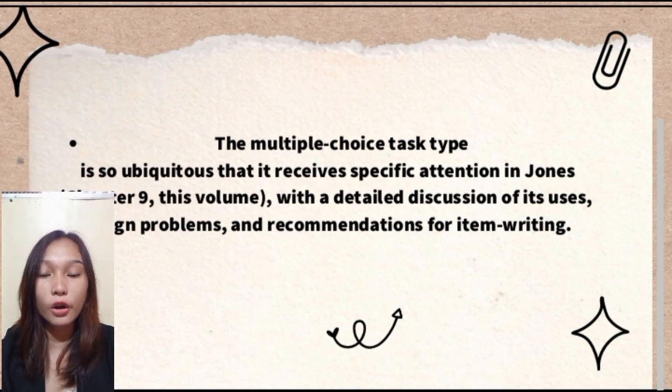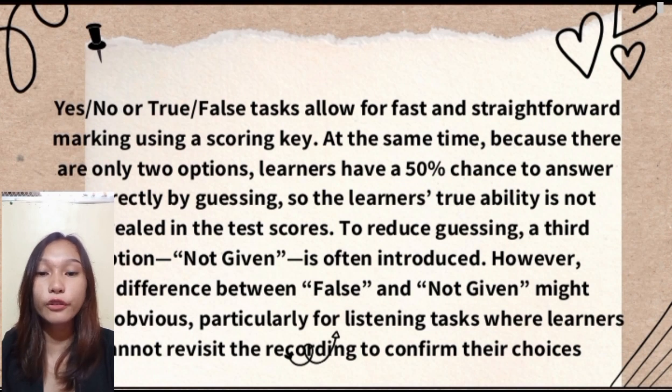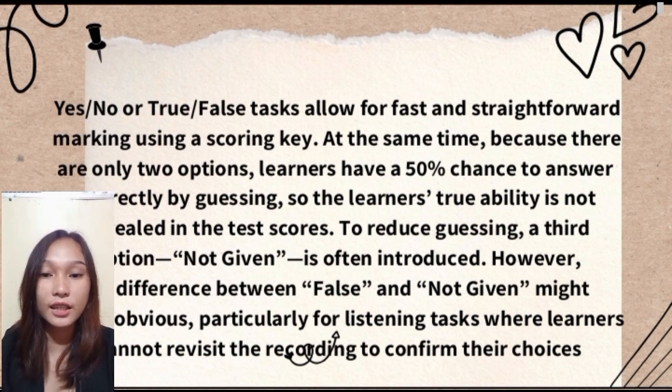The multiple choice task type normally consists of a stem or question and several response options. Yes or no, or true or false, tasks allow for fast and straightforward marking using a scoring key. At the same time, because there are only two options, learners have a 50% chance to answer correctly by guessing, so the learner's true ability is not revealed in the test scores.